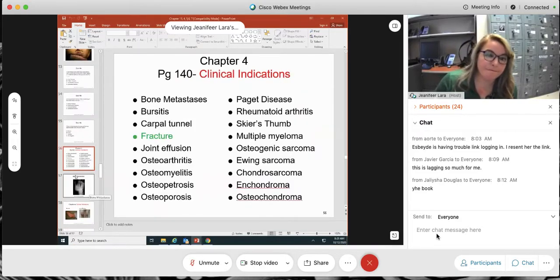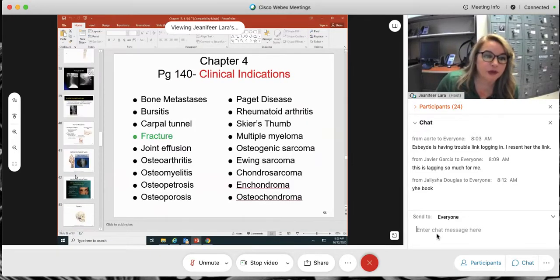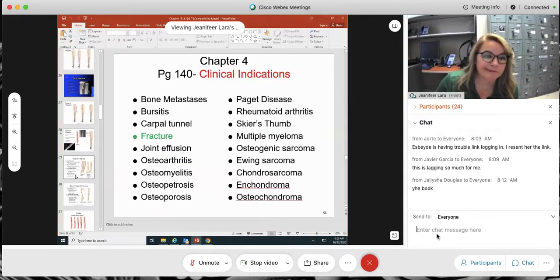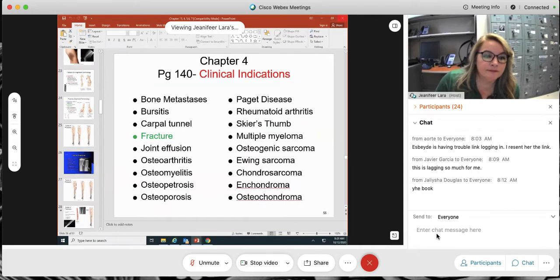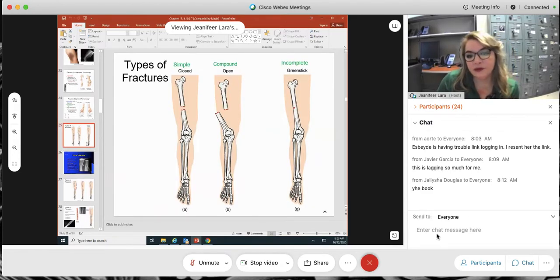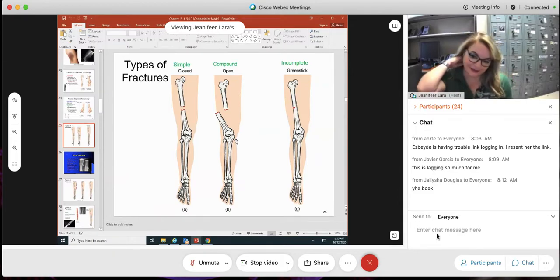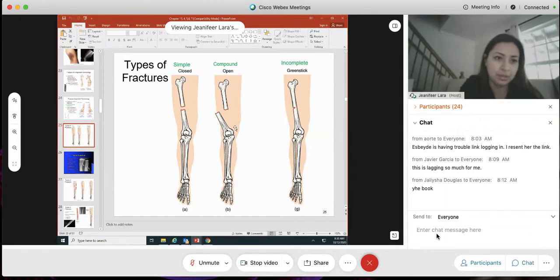No? Let's see if I have another picture for it. No, these are different types of fractures. But do you see what kind of angulation this is? This is the right leg. That's the valgus angulation. Very good.